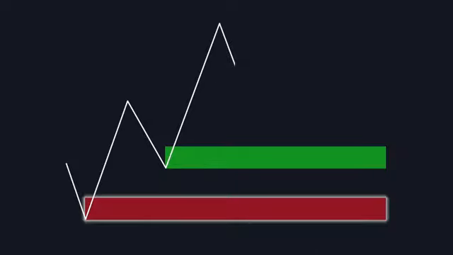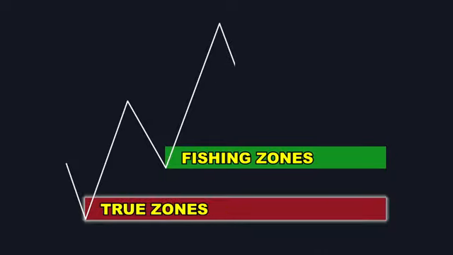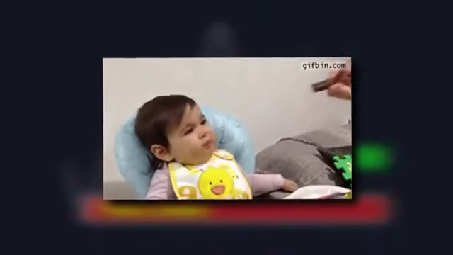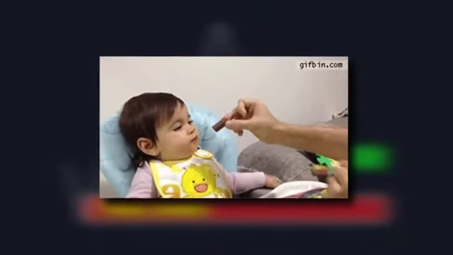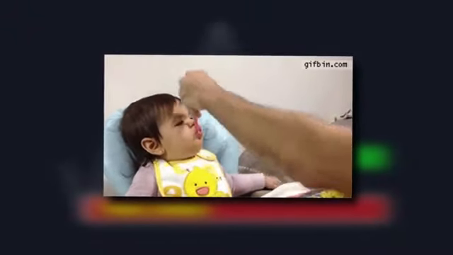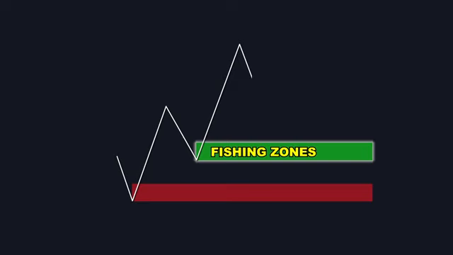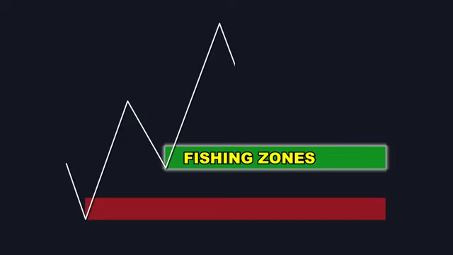When the market moves in a clear direction, it often creates what I call fishing zones and true zones. Think of it like fishing bait, designed to look irresistible to retail traders, but actually meant to hook them. Here's how the fishing operation works. Smart money needs liquidity to fill their massive positions, so they create these fishing zones, areas that look absolutely perfect to retail traders, but are actually designed to fail.